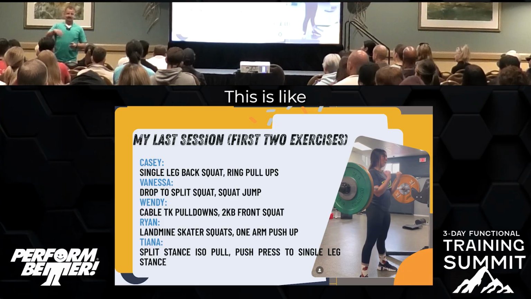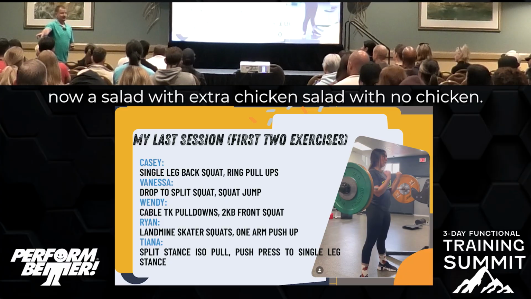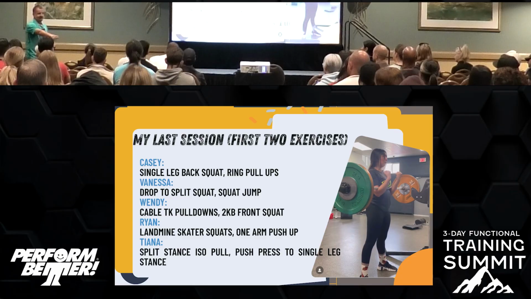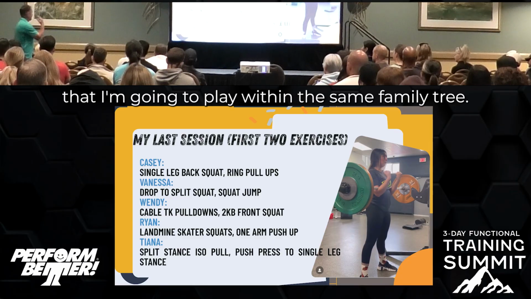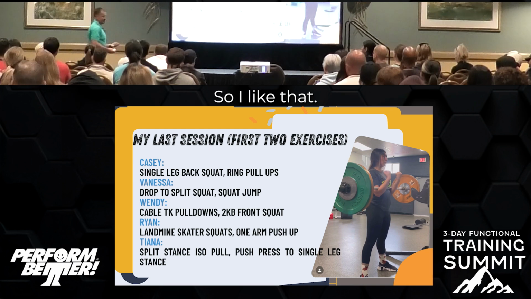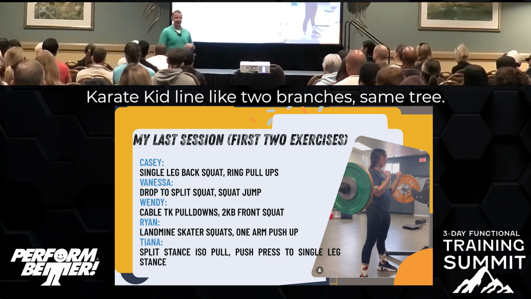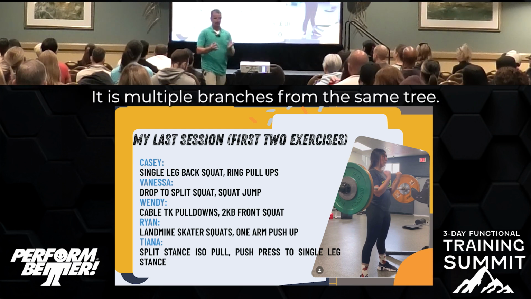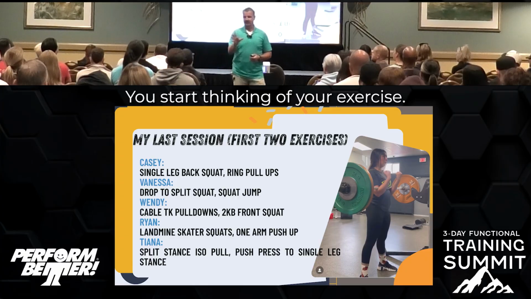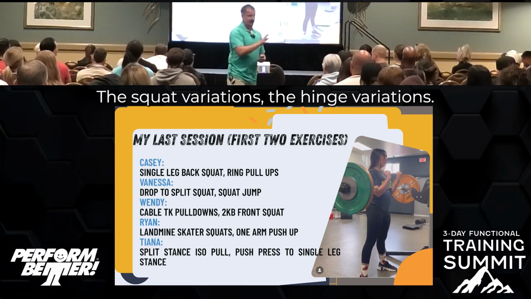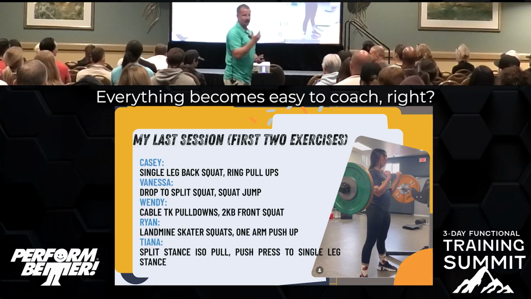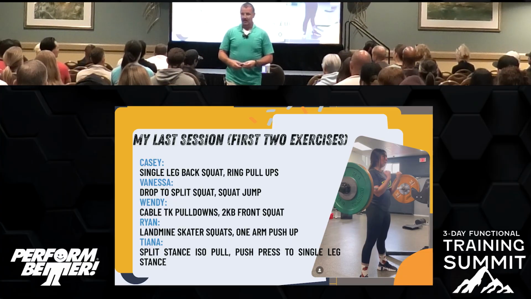This is like a salad with extra chicken, salad with no chicken, chicken with no lettuce, right? I just see there's little variations that I'm going to play within the same family trees. So I like that Karate Kid line, like two branches, same tree. They're just multiple branches from the same tree. You start thinking of your exercises as family trees, right? The squat variations, the hinge variations, like everything becomes easy to coach, right?